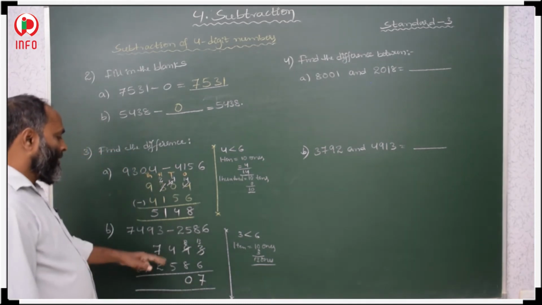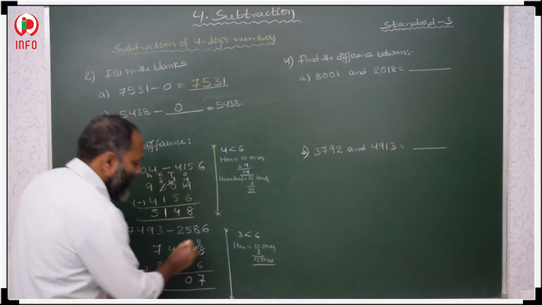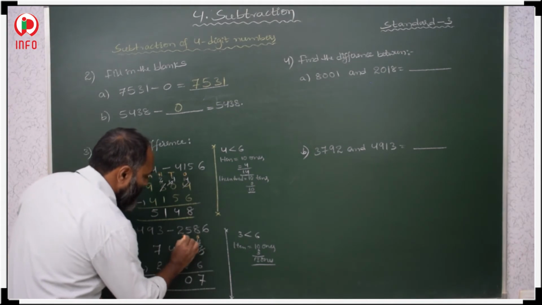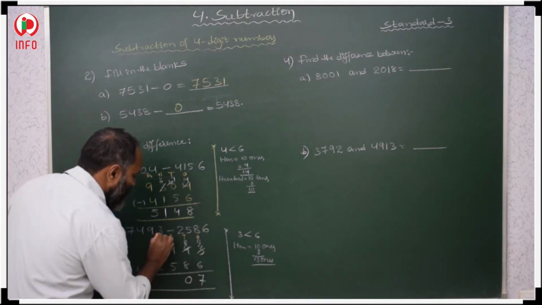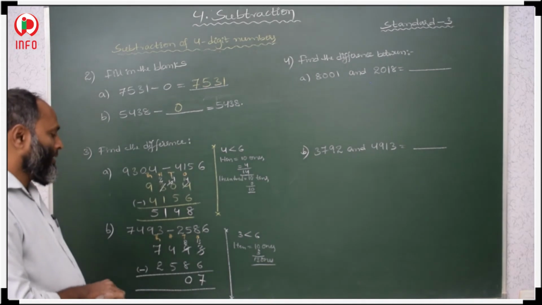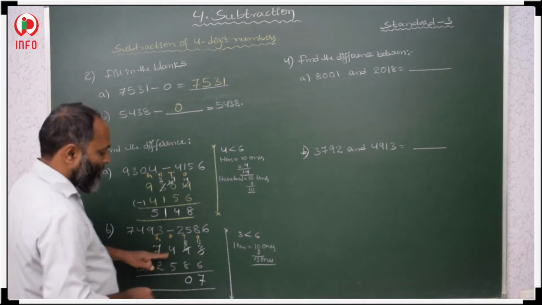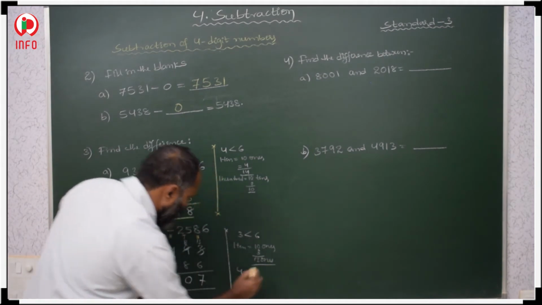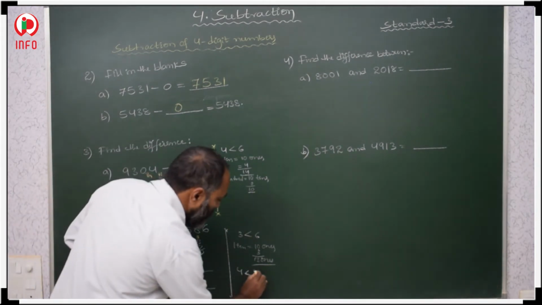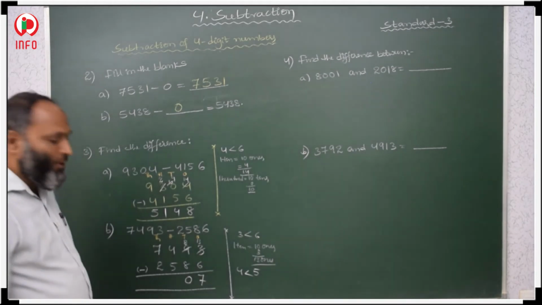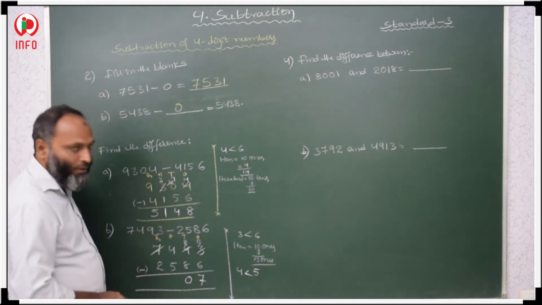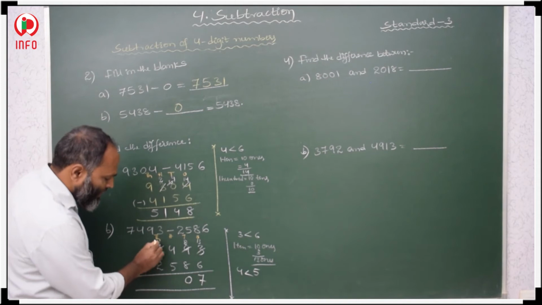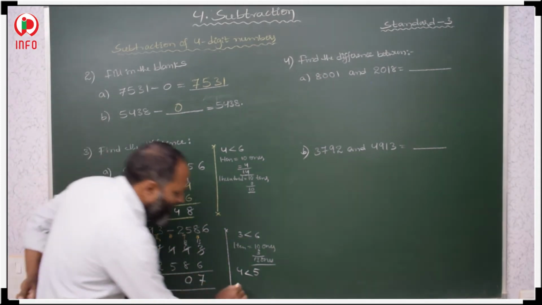Now, here, this is the ones place, tens place, hundreds place, thousands place. Now here in the hundreds place, 4 is less than 5. Now you take borrow from here. 1000 we want to take borrow. 1000 taken, 6000 left.